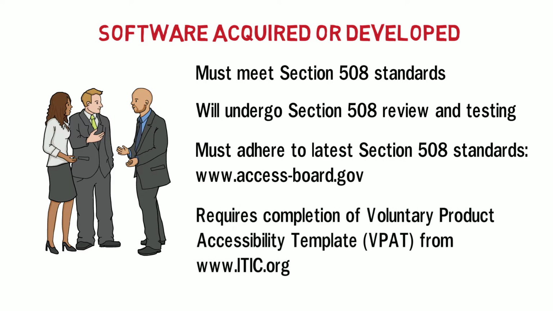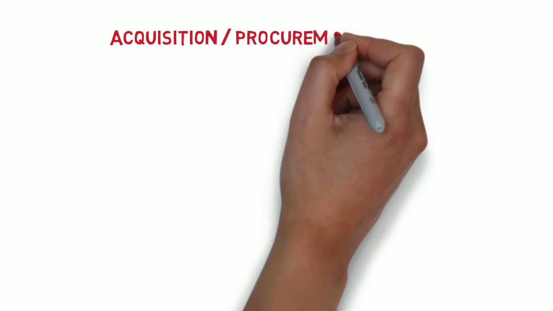Completion of the Voluntary Product Accessibility Template, or VPAT, is required and should reflect the most up-to-date version of the document, available at the ITIC website at www.itic.org. For software that is acquired for use by CMS, here is what you need to know.